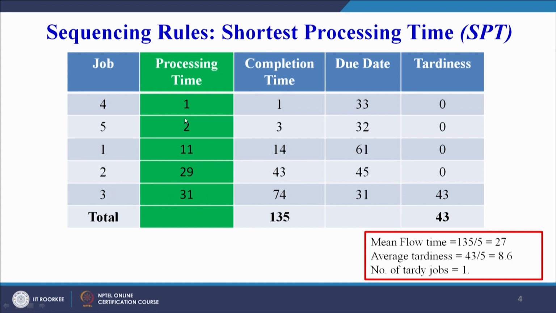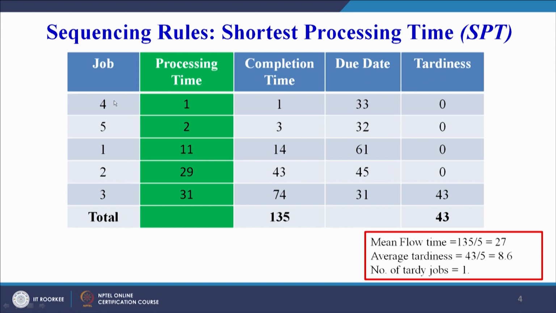So similarly we will see, first we will sequence job number 4, it will require 1 time unit. It starts on day 0, so the completion time is 1 time unit, due date is 33 time units, so the tardiness is 0 in this case. Now job 5 will start after 1 time unit, it will require 2 time units, so 2 plus 1, 3. Completion time is 3 time units, due date is 32, so tardiness is again 0.